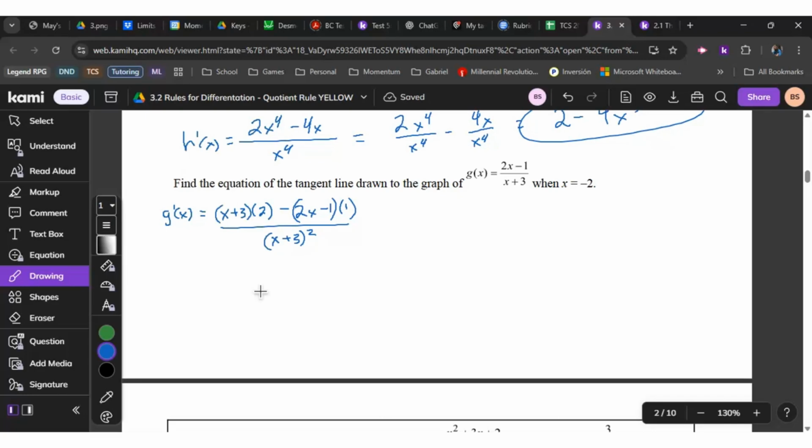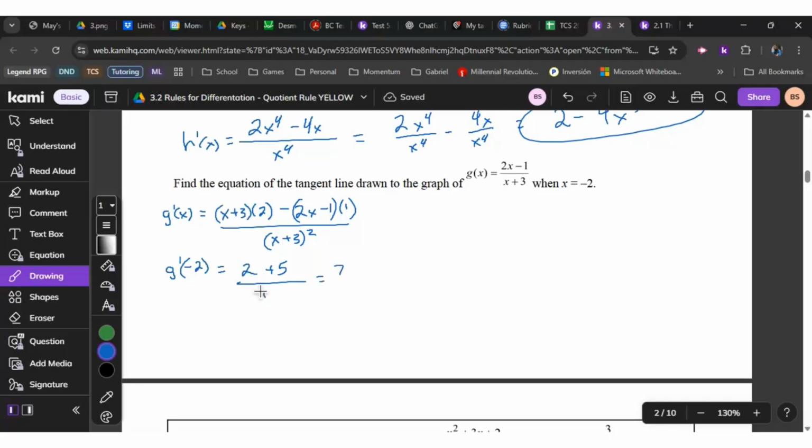Guess what? You're done finding G prime of -2. Well, you're done finding the derivative, I should say. Why is the derivative of x minus 3 one? Because the 3 goes away and the x becomes 1. All right, so now let's plug it in. G prime of -2. So -2 plus 3 is 1 times 2 is 2. 2 times -2 is -4 minus 1. -5 times 1, still -5 times -1, plus 5. -2 plus 3 is 1. 1 squared is 1.